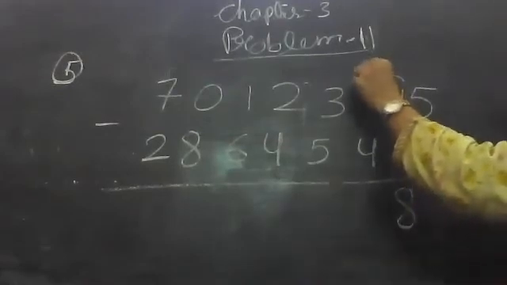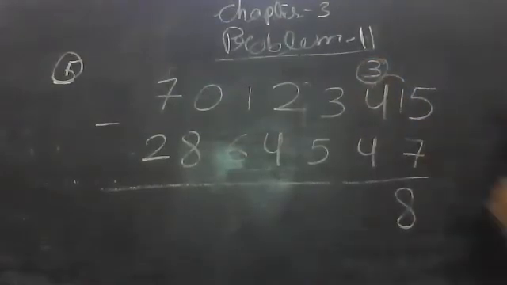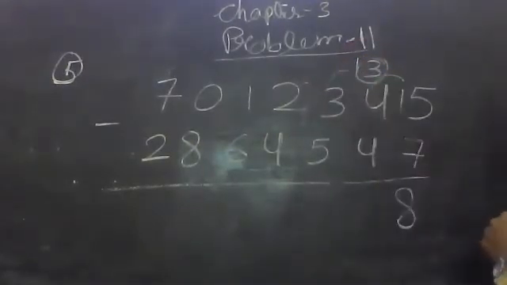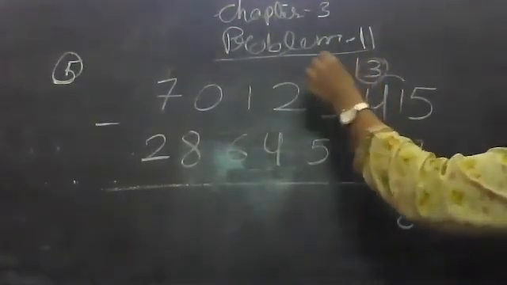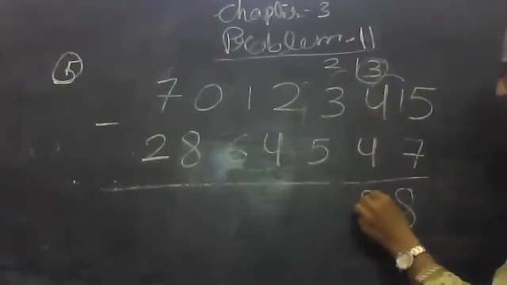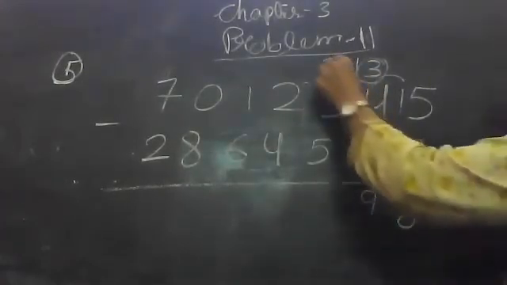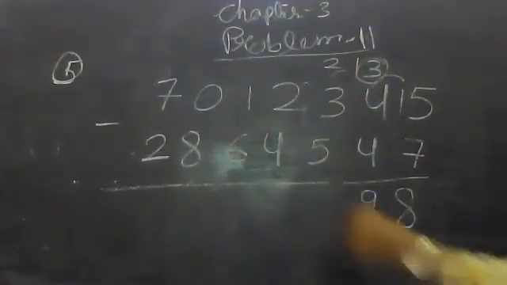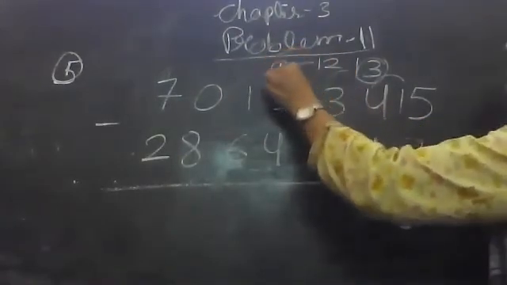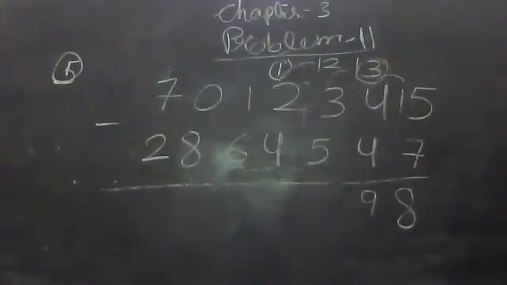Okay. Now from 3, you can't less 4. Again, you have to borrow from this number. Here it becomes 13. Okay. And here it becomes 2. So from 13, when you less 4, the answer is 9. From 2, you can't less 5. Again you just borrow 1 and here it becomes 1, here it becomes 12. From 12, if you less 5, the answer is 7.